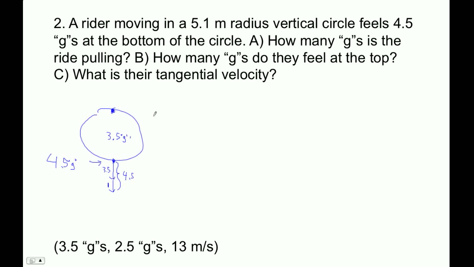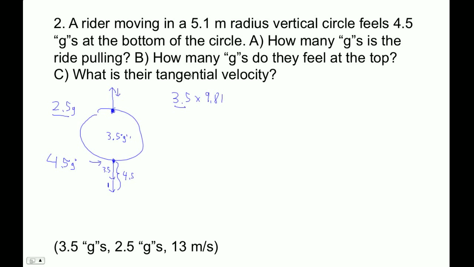Right? When we say G's, we mean 3.5 times 9.81, right? And then at the top, you've got 3.5 G's outward, but then gravity is 1 G downward, right? So at the top, you're going to feel 2.5 G's because gravity will mask the effect of the centrifugal force of the ride at the top, right? So I think we've answered A and B, right? So the ride is really doing 3.5 G's. You'd feel 2.5 at the top. I really want to ride this ride.